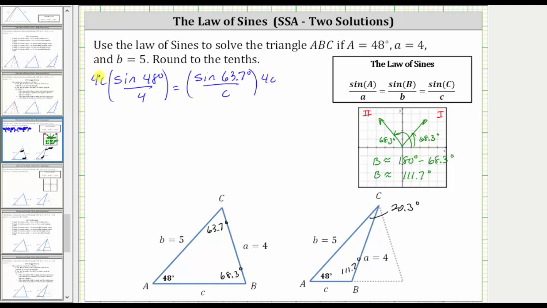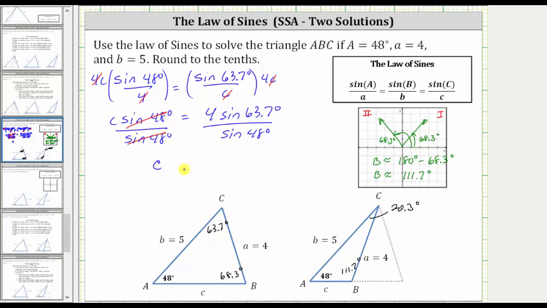Simplifying before multiplying, 4 divided by 4 simplifies to 1, giving us C sine 48 degrees equals, on the right side, C divided by C simplifies to 1, giving us 4 sine 63.7 degrees. Solve for C, we divide both sides by sine 48 degrees. Simplifying, sine 48 degrees divided by itself simplifies to 1. And now we'll go to the calculator and get our decimal approximation for C in the first triangle.